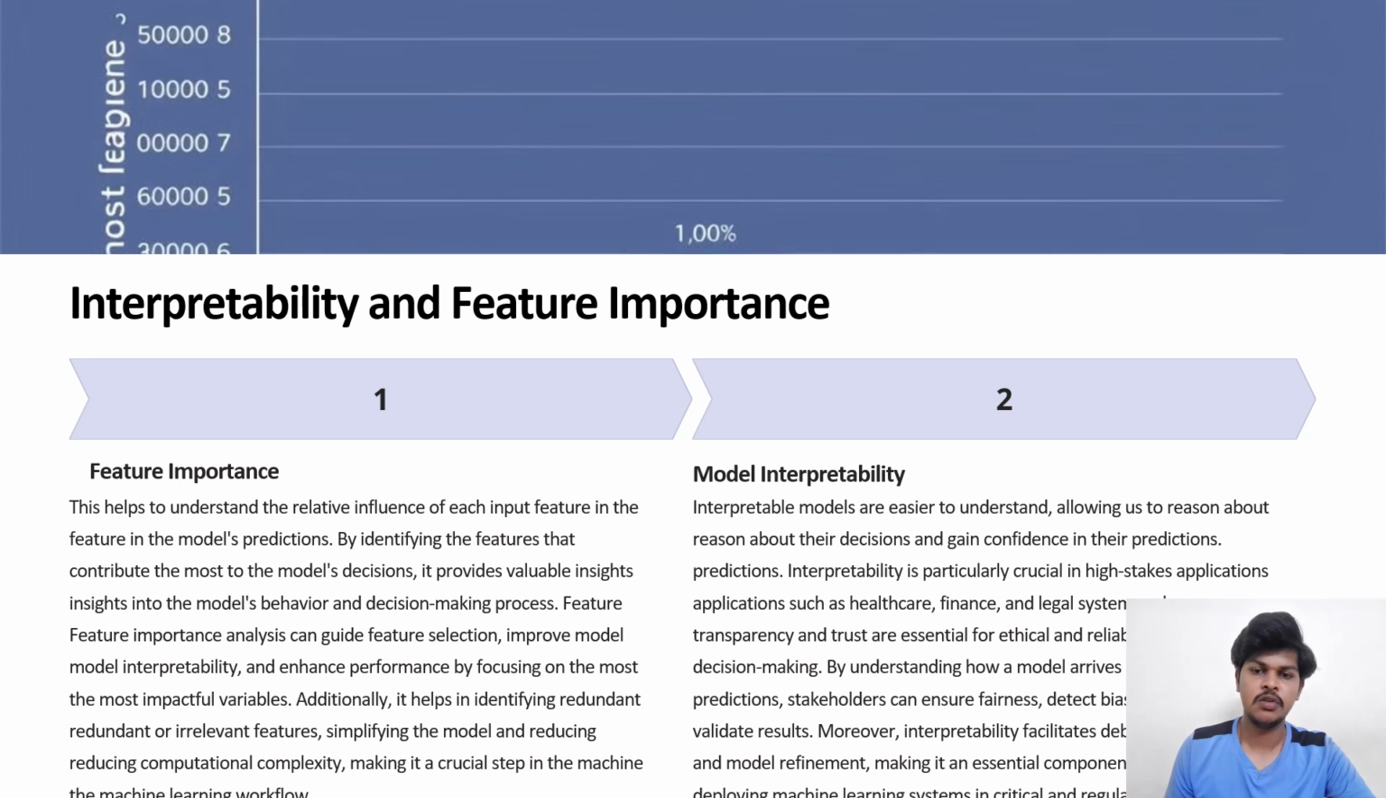Model interpretability. Interpretable models are easier to understand, allowing us to reason about their decisions and gain confidence in their predictions. Interpretability is particularly crucial in high-stakes applications such as healthcare, finance, and legal systems, where transparency and trust are essential for ethical and reliable decision making. By understanding how a model arrives at its predictions, stakeholders can ensure fairness, detect bias, and validate results.